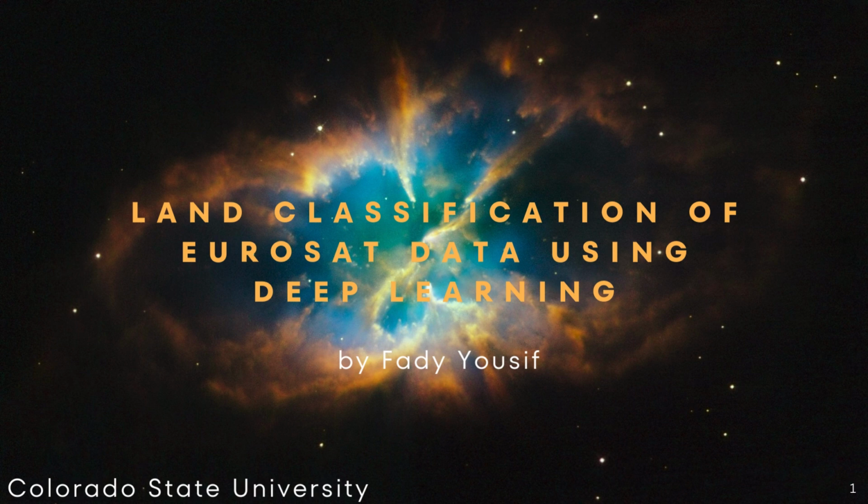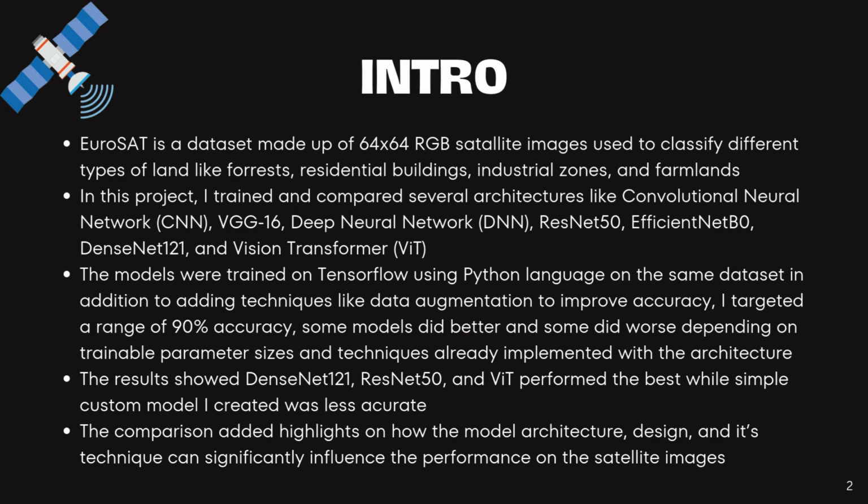Today I'll be presenting classification of Eurosat data using deep learning. Let's get started. So first of all, introduction. Eurosat is a dataset made up of 64 by 64 RGB satellite images. It's used to classify different types of land: forests, residential buildings, industrial zones, and farmlands.